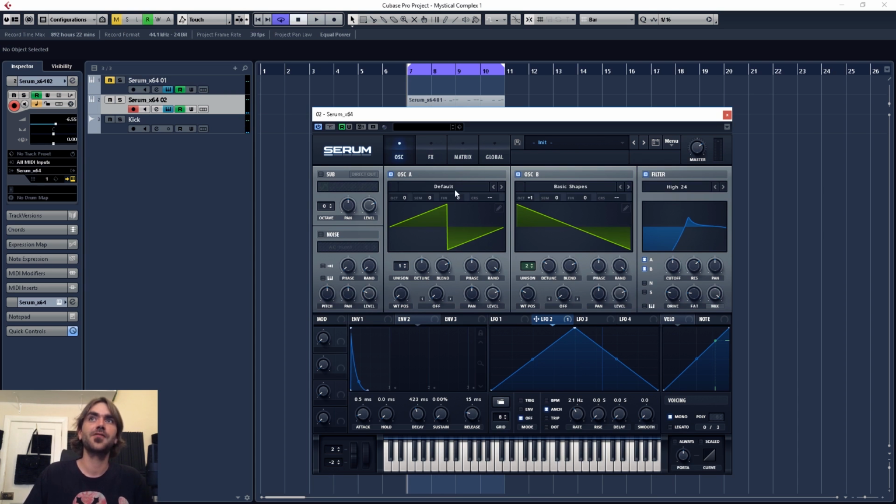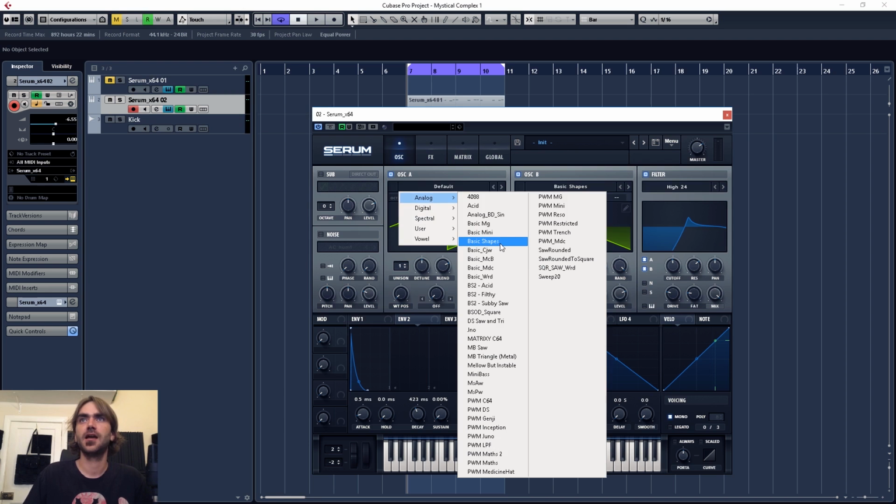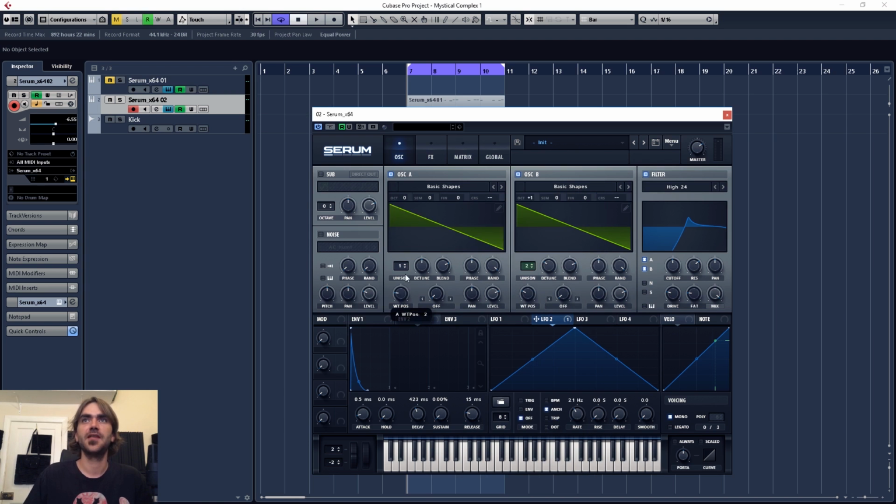We can also play with the shapes of the oscillators. I'm thinking we can maybe go with a square. Just change these basic shapes over here. Maybe go with a square and something like a pulse. Anyway, you guys get the picture. You could pretty much go wild with that. There's lots of variations you can do.